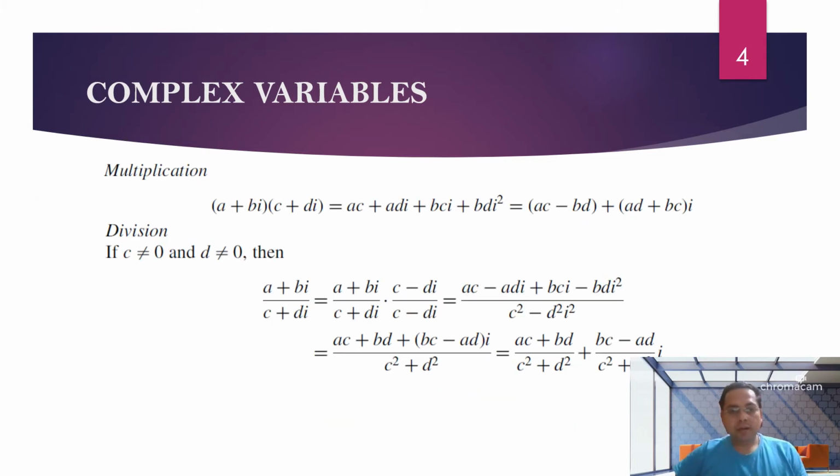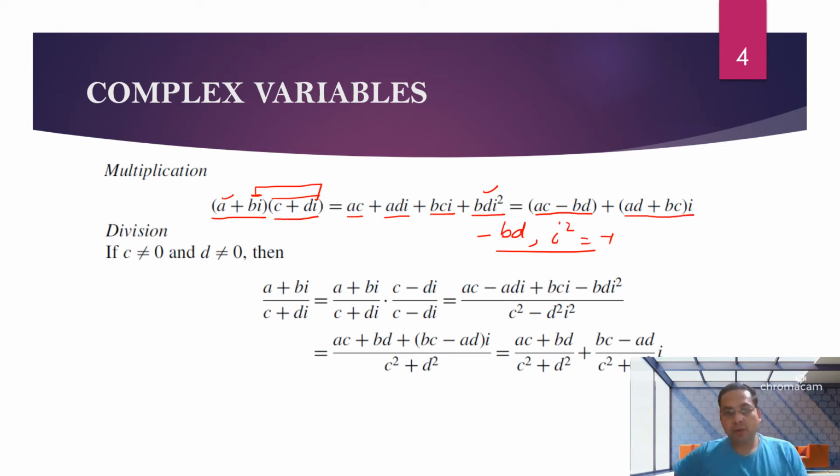If we multiply a complex number a plus b iota into c plus d iota, then we have to multiply a with the complete number, that is ac plus ad iota, and b iota will be multiplied with the complete number, that is bc iota plus bd iota square. This bd iota square will be replaced by minus bd, because iota square is equal to minus 1. So ac minus bd is the real part and ad plus bc is the imaginary part.